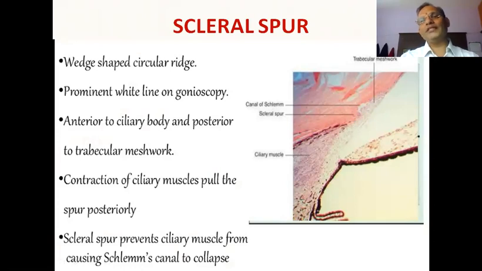I will explain later in this class how it pulls and how it makes the aqueous flow out, and how various drugs act on this. The scleral spur prevents the ciliary muscle from causing Schlemm's canal to collapse.